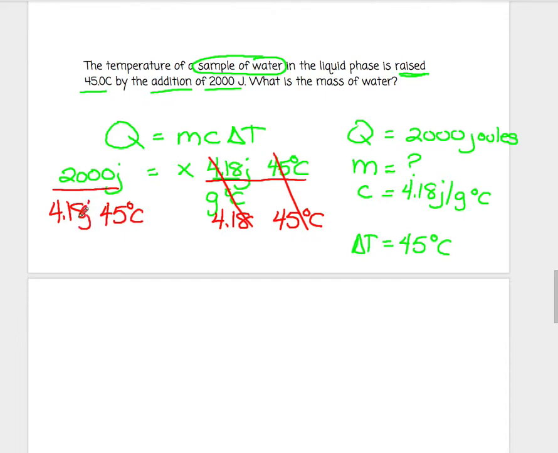This is joules per gram degree Celsius. And then I get X equals 10.6 grams. Joules will cancel, degrees Celsius will cancel, and I end up with grams. And I get 10.6 grams of H2O.